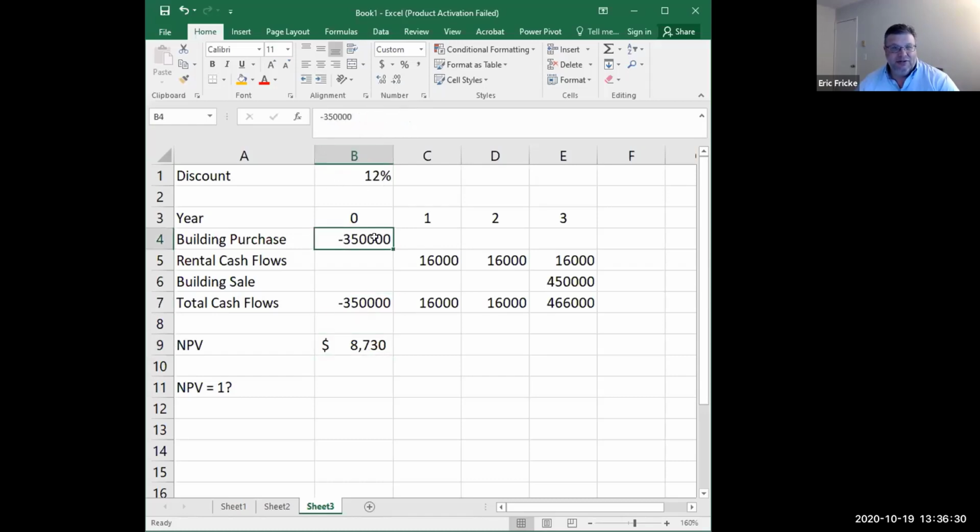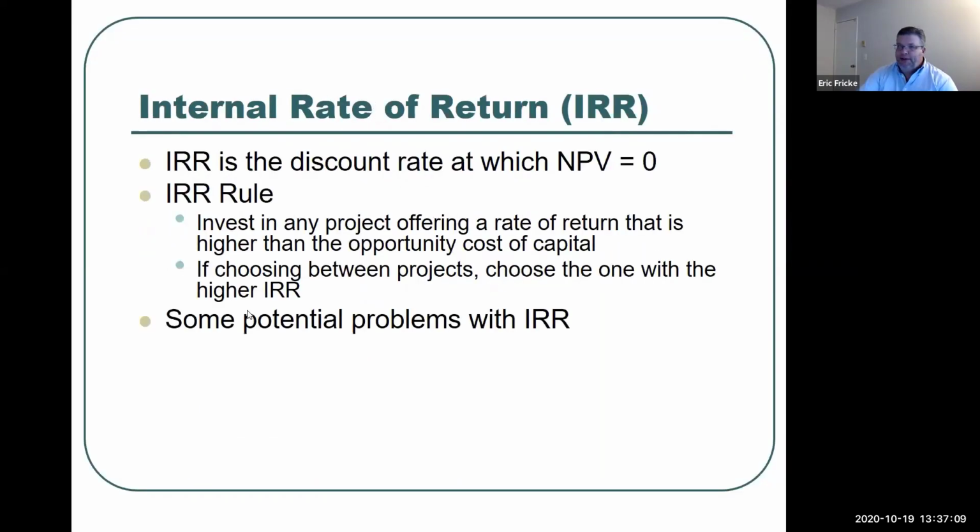The cash flows we put in here, those are all expected cash flows. Okay, it's what we expect to see. And if there's concern about risk or anything like that, that goes into this discount rate up here. Okay, so that's NPV. And let's talk about IRR now.